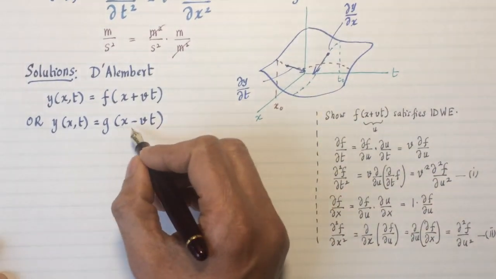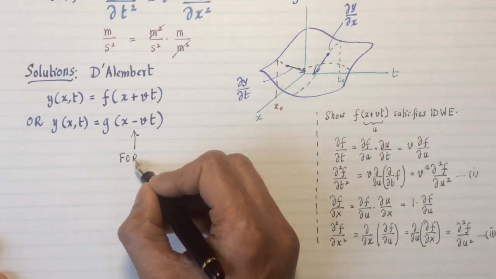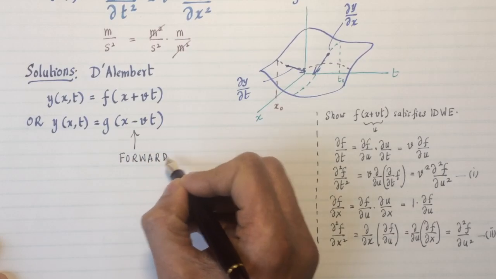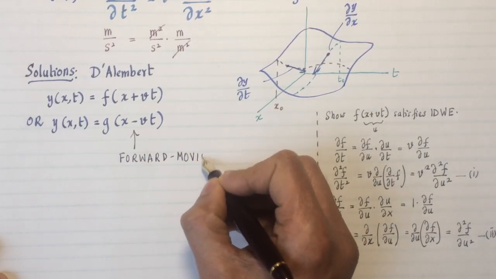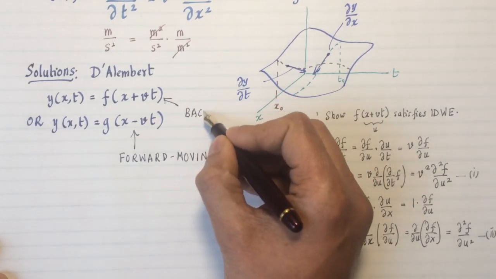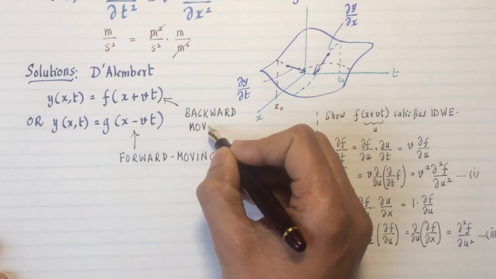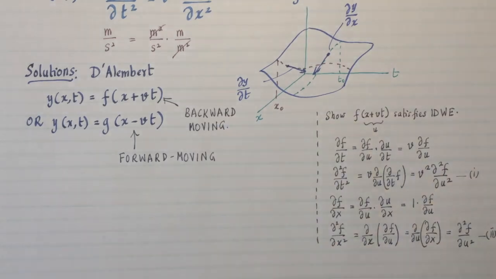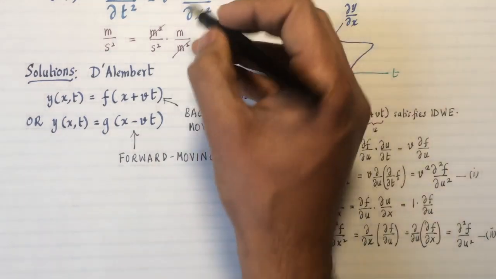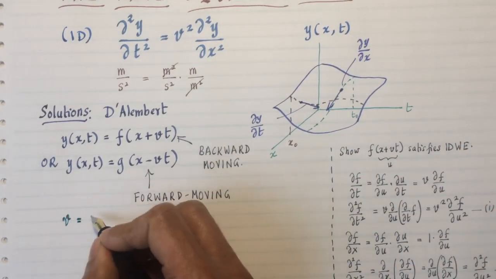Now the waves that satisfy this equation are called forward moving. I'll explain why that is. And the waves that satisfy this are called backward moving. Now that actually is interesting. By the way, I should also tell you that the quantity v here in front of the wave equation, the v is called the speed of the wave.